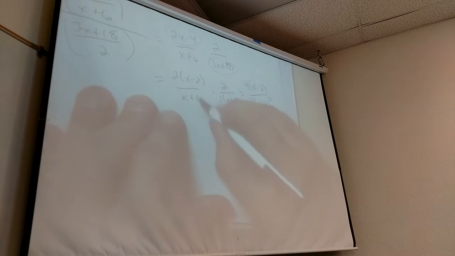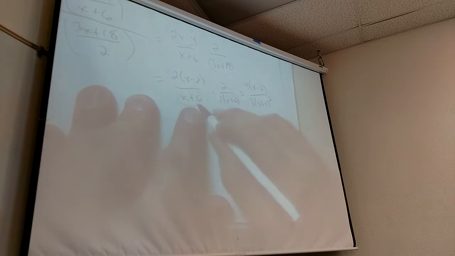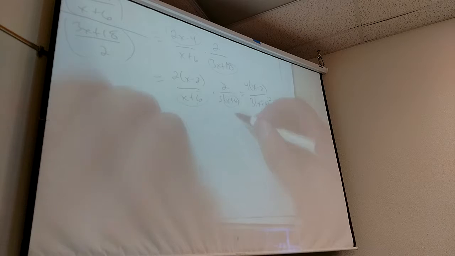I like this problem just to make sure you guys understand. Just because they're the same, they don't immediately cancel. One has to be on the top, one has to be on the bottom. I love it. All right, so you guys try this one.